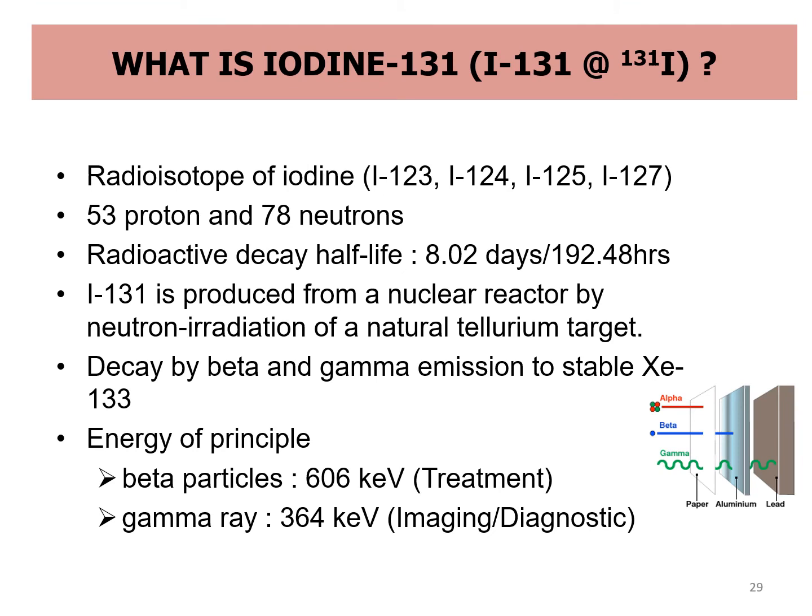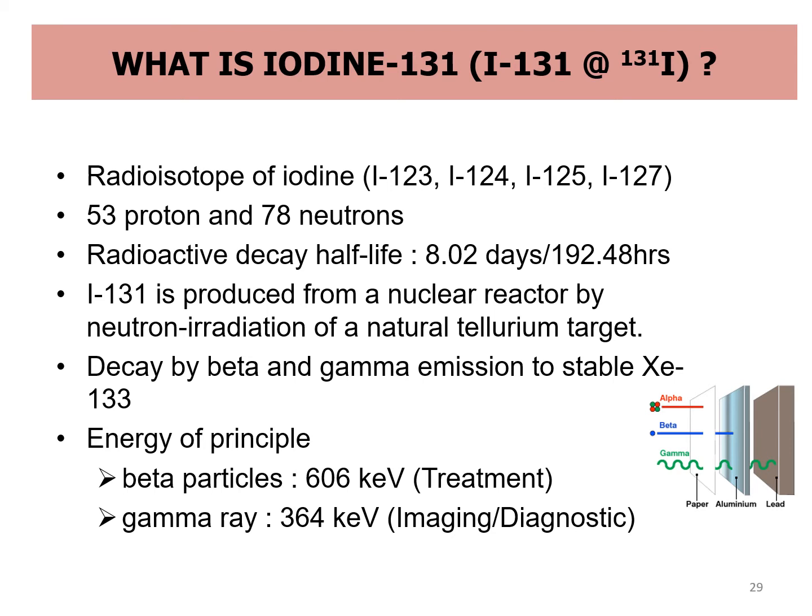So what is iodine 131? It is a radioisotope of iodine, alongside iodine 123, 124, 125, as well as 127. It has 53 protons and 78 neutrons. The radioactive decay half-life is about 8 days or 192.48 hours. So you can see that the half-life is so long.